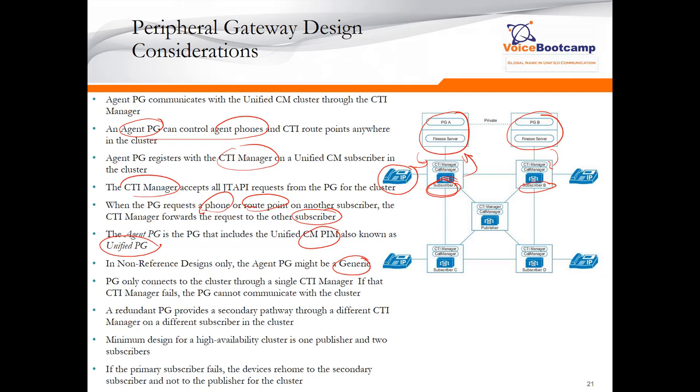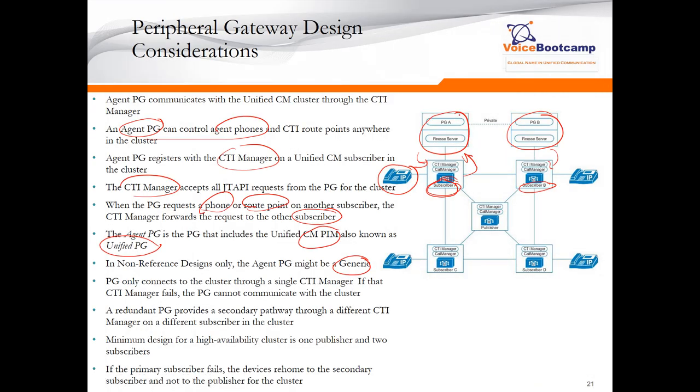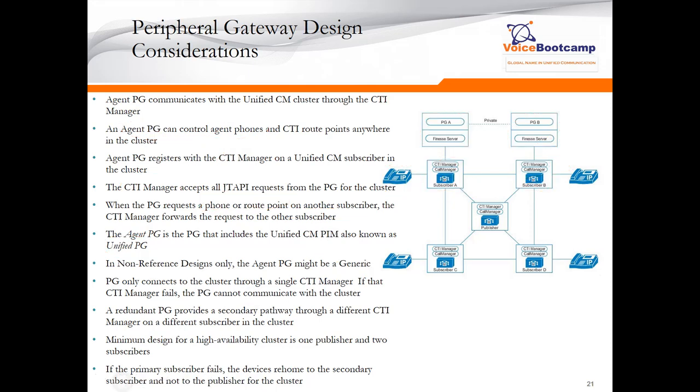A redundant PG will provide a secondary path toward a second subscriber CTI manager. So again, PGA points to subscriber A, PGB will point to subscriber B. A minimum design for high availability cluster is that one publisher and two subscribers should be in your environment. If the primary subscriber fails, the device will rehome to secondary subscriber, not to the publisher, as a recommended design.